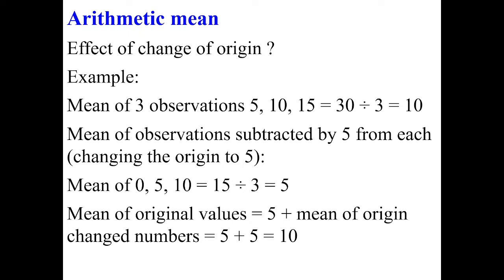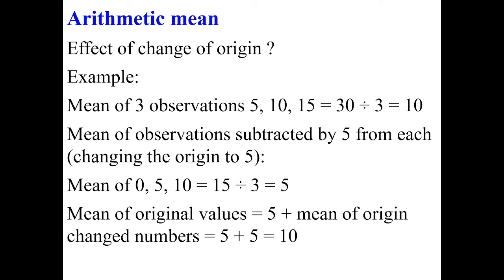Now, there is another concept, to ease the calculations, especially if you are doing manual calculation. Instead of working with bulky big numbers, you can use a concept called change of origin. But what is the effect of such a change of origin? Let's discuss this concept through a numerical example. Suppose you have 3 observations, 5, 10 and 15. The total works out to be 30, and divided by 3, the mean is 10.